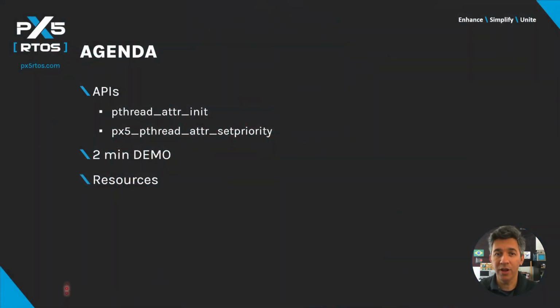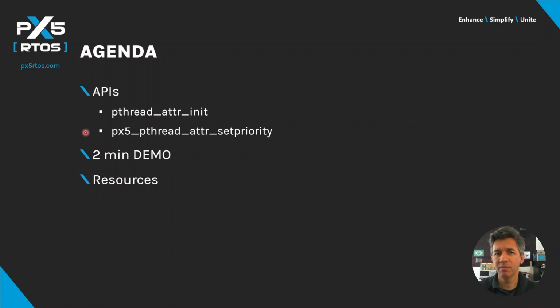So in this video, I will quickly show you the APIs, then I'll run a 2-minute demo, and then I'll share some resources. But before we move on, did you notice the difference in the API names? Well, the first one is a traditional POSIX pthread API, which is also available on PX5 RTOS. Now the second one has the PX5 prefix.